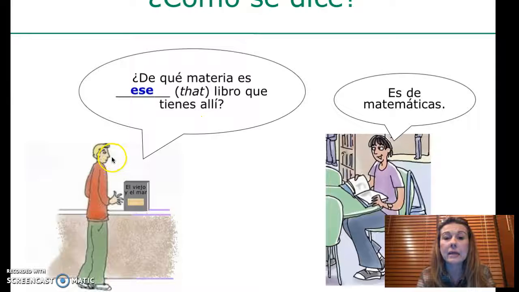So he's asking this person over here, what subject is this book that you have over there? Or what's the subject? And this person says, es de matemáticas, right? It's about math.